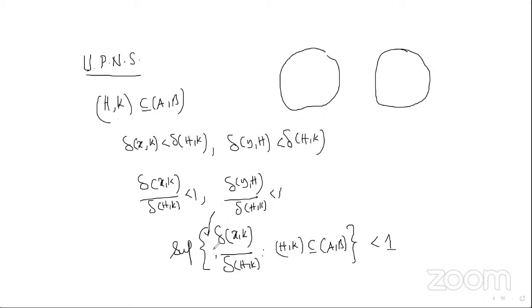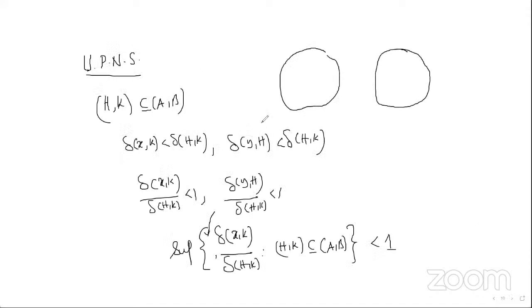So if this supremum is less than 1, then we say that the pair has uniform proximal normal structure. And in this case, we have established the following result, which states that if f is any function from A union B to A union B which is cyclic, that is, f of A is a subset of B and f of B is a subset of A, and the pair AB has proximal uniform normal structure.